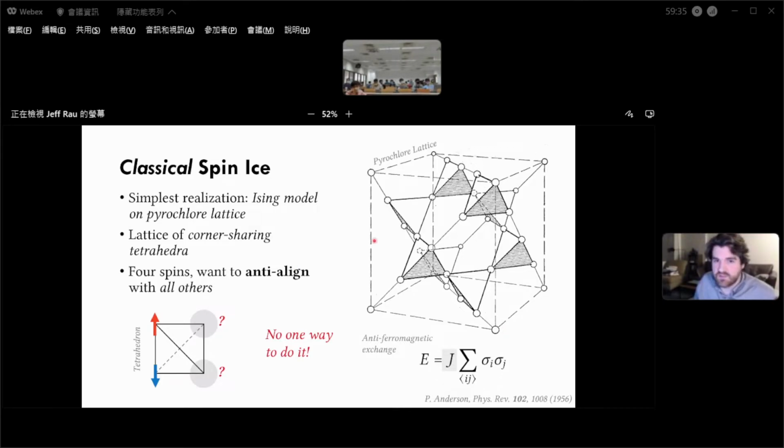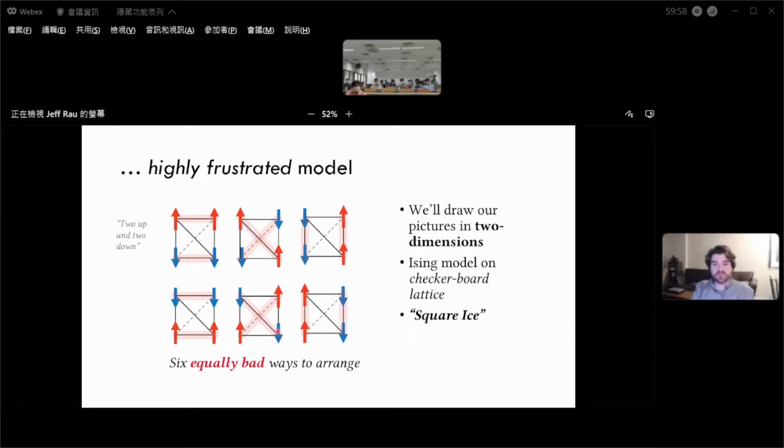Okay. So for each one of these tetrahedra, you can see that you have the same kind of frustration you have in the triangle. You have 4 spins. They're each talking to every other spin in that tetrahedron, and they all want to anti-align, right? And so once you anti-align 2 of them, there's no good choices for the remaining 2. There's no way to satisfy all these bonds at the same time. So this is highly frustrated.